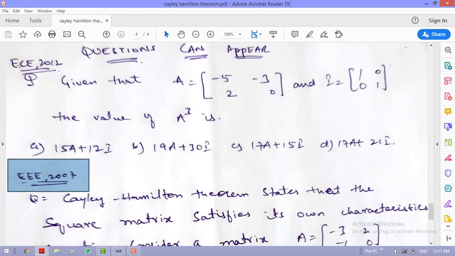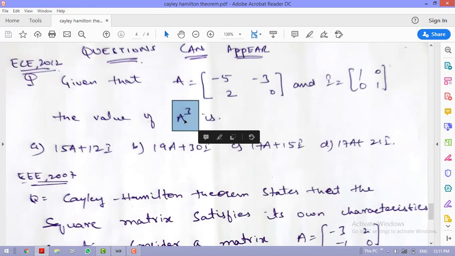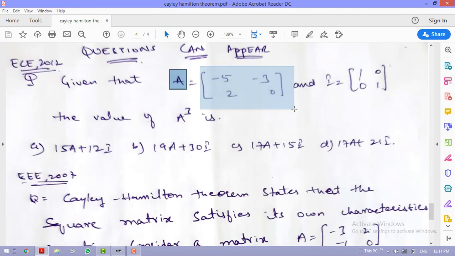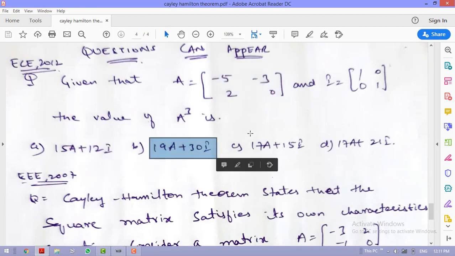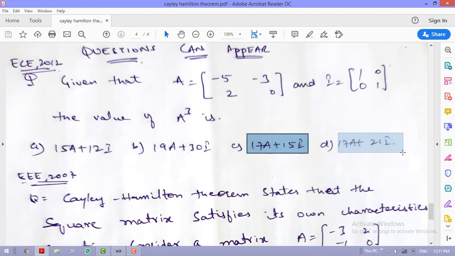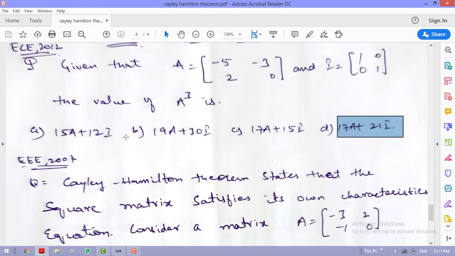For ECE 2012 they have asked, given that A is equal to -5, -3, 2, 0 and I equal to 1, 0, 0, 1, then the value of A cube is? First, in this question, we have to find the value of A cube by simply multiplying A into A, repeated multiplication of the A matrix. Once you get the A cube matrix, you have to compare it with any of these 4 options. Whatever answer you get will be your answer for this question, which appeared in ECE 2012.